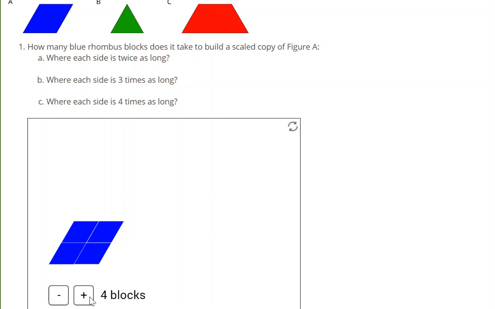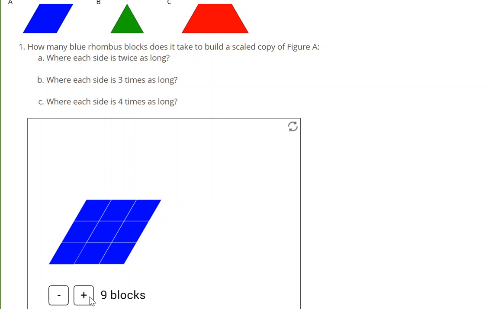1B, where each side is 3 times as long. I'm going to add another block to the base. Well, this doesn't look like a rhombus, so I need to continue to add blocks. Still doesn't look like a rhombus because I haven't gone 3 blocks high yet. So I need to continue adding blocks until it looks like the rhombus. Now it looks like the original shape, so it is the same shape, but it's just bigger. So it took us 9 blocks to create that. So 1B, the answer would be 9.